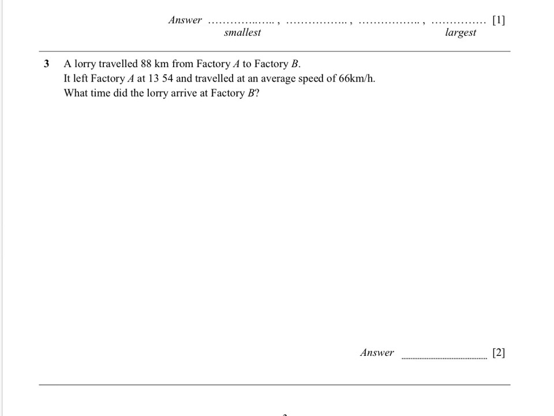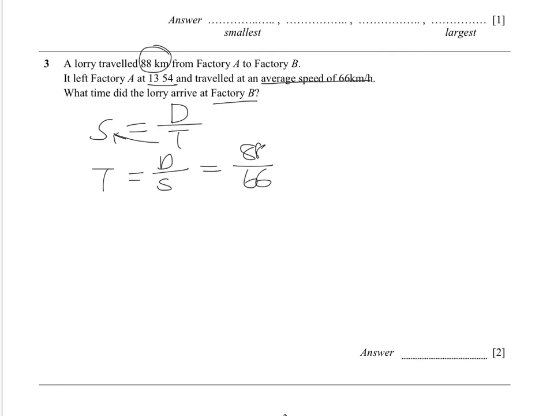We have a question telling you that the distance traveled is 88, the speed is 66. Okay, so the lorry left at 13:54. So what time will it arrive at factory B? So the first thing is to calculate the time that was used to travel this distance. So we all know that S equals distance over time. So to find time, we cross multiply, right? And time will be equals to D over S. So it will be 88 kilometers over the speed.